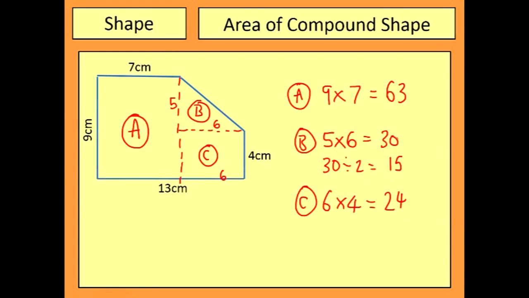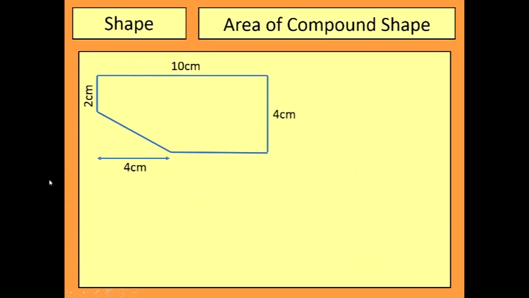So all we need to do now is add up the totals of each of these. So we've got 63, 15, being careful not to include that 30 because that wasn't the area of the triangle, and 24. So 63 plus 15 plus 24 equals 102 centimeters squared.